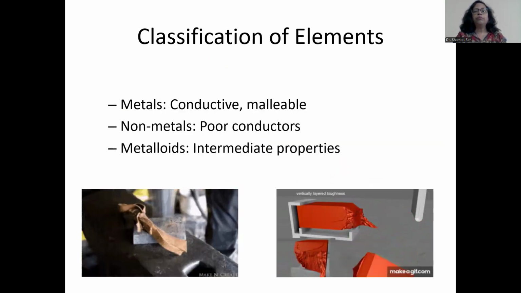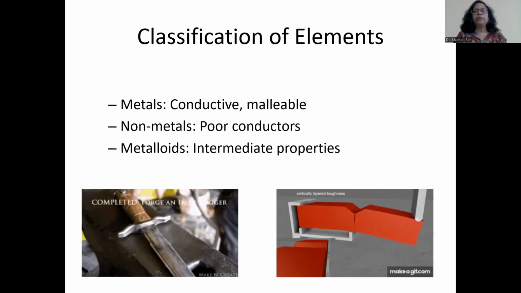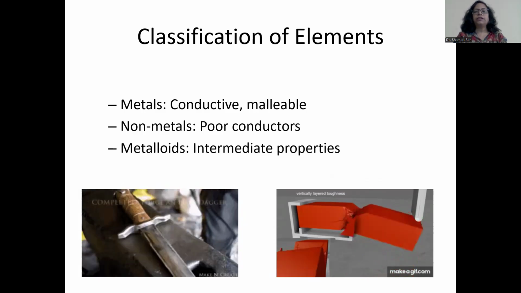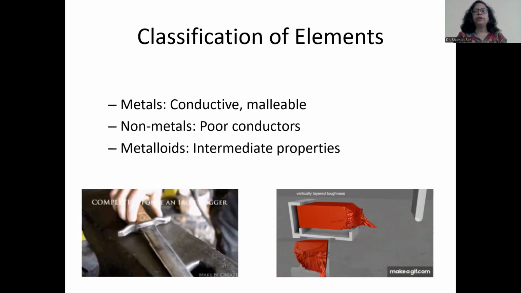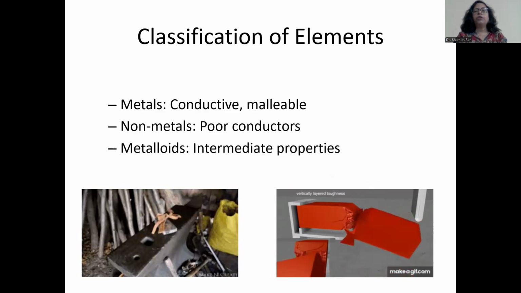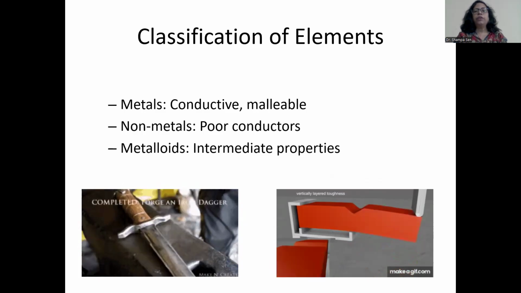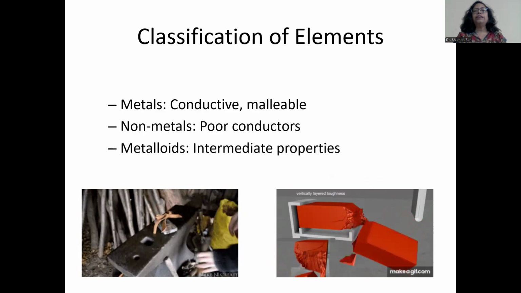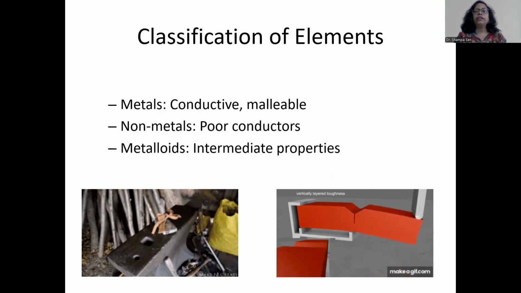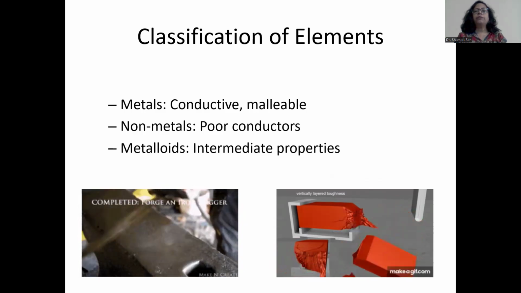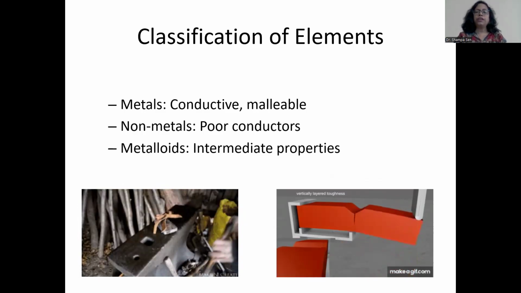And then classification of elements. Already we have learned metals, non-metals and metalloids. Metals are conductive of both heat and electricity. They are malleable and ductile, that is, they can be hammered down to make thin sheets, and they can be drawn into thin wire. Non-metals are poor conductors of both heat and electricity, and they are neither malleable nor ductile. Metalloids have intermediate properties between metals and non-metals.